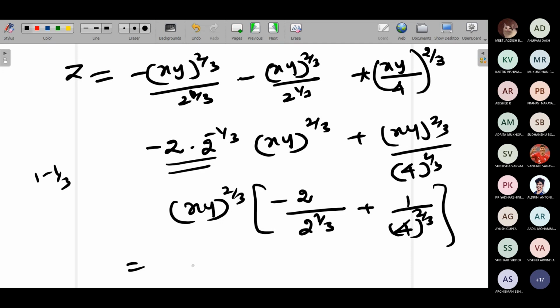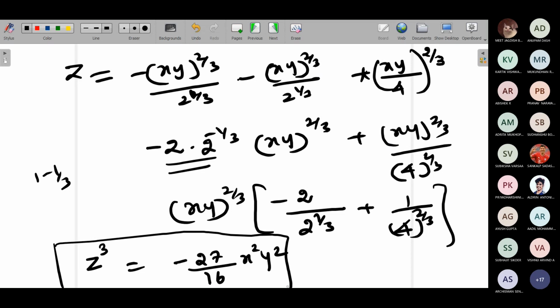Just check whether you are getting minus 27 by 16 into x square y square z power 3. Simplify it. Yes, ma'am, getting the same thing. X square y square, you will get 1 by 3 will go off. Getting the same.